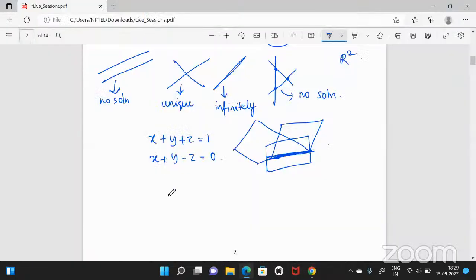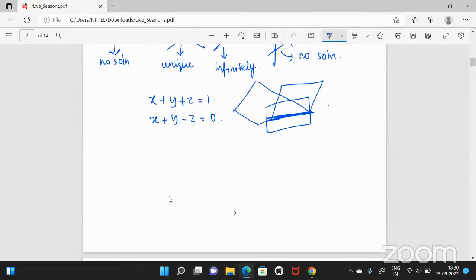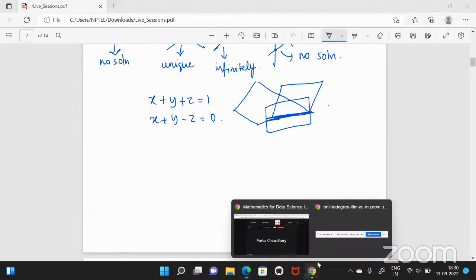So is it clear geometrically what a system of linear equations is and all that? Ma'am, I have a question. Yes, please. Ma'am, do two planes always intersect along a line, and three planes always intersect in a particular point? No, not necessarily.